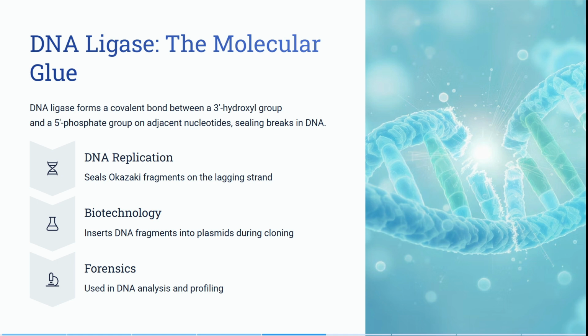In biotechnology, ligase is indispensable for inserting DNA fragments into plasmids during cloning. It's used in everything from making genetically modified organisms to forensic DNA analysis. Here's a fun fact. Ligase is more efficient at sealing sticky ends than blunt ends, simply because the sticky overhangs help guide the pieces into place before the enzyme seals the bond. So if you are doing a cloning experiment in a lab, you'll often choose restriction enzymes that give sticky ends.